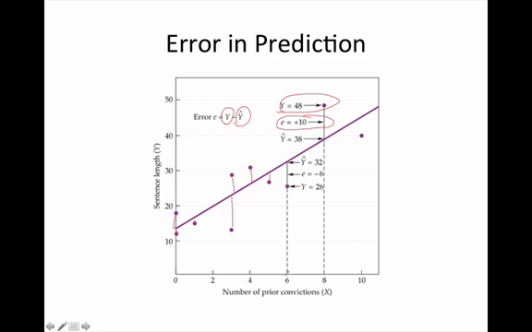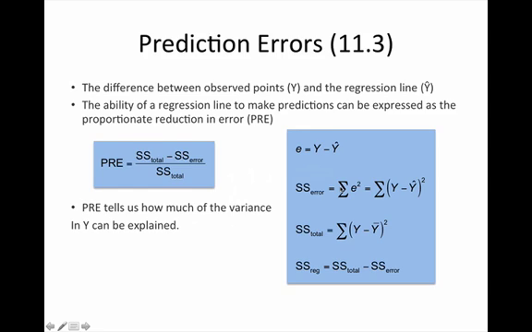Likewise here, when x equals 6, I'm underpredicting y. So I predict y to be 32. Okay? What I actually observe is 26. And this is a difference of -6. So my observed score has a residual or an error term of -6. Now, this section corresponds to section 11.3 in your textbook.